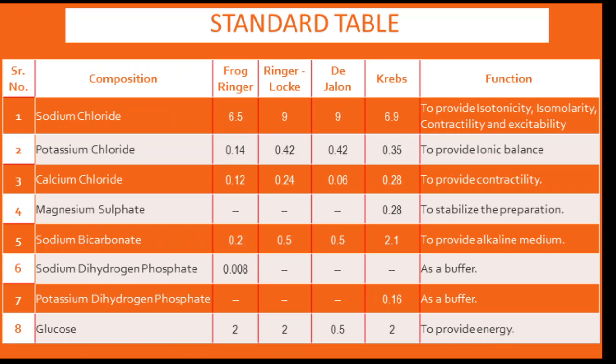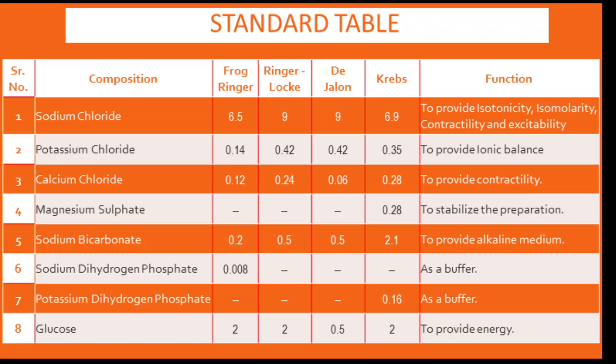Next, the standard table to prepare 1 liter physiological salt solution. So for frog, we have 4 methods to prepare physiological salt solution, that is frog Ringer, Ringer-Locke, Tyrode, Krebs. So in the table we have given you the amount of chemicals which we have to take to prepare 1 liter solution. Why do we require these materials?